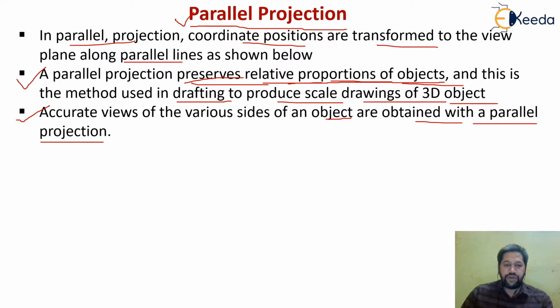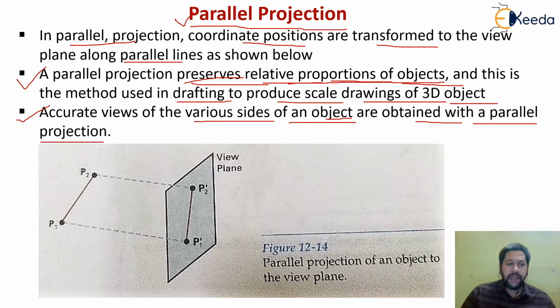So this parallel projection is useful to accurately view the various sides of the object. Now, I think we have discussed this as my first point, so let us understand this diagram with respect to the first point. In parallel projection, coordinate positions are transformed to a view plane along parallel lines as shown below.